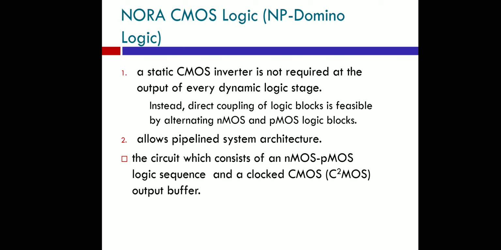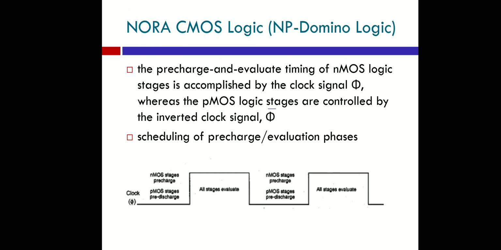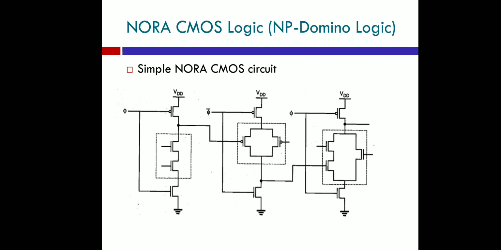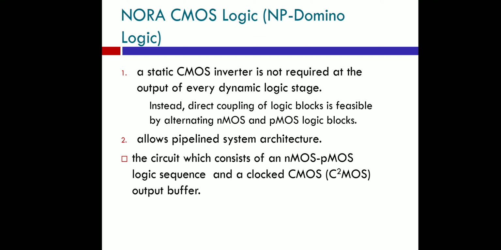Remember that figure? See here, if you are connecting the output to another NMOS stage, you use this inverter. If you are connecting the output to the PMOS, you are not using an inverter. So you can directly connect NMOS and PMOS stages. Direct coupling is feasible. So this allows pipeline system architecture.